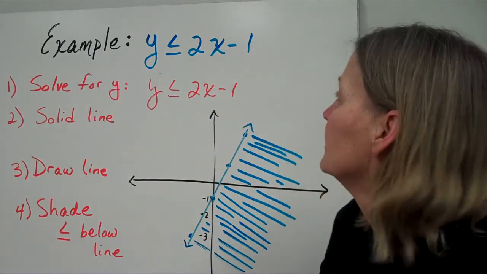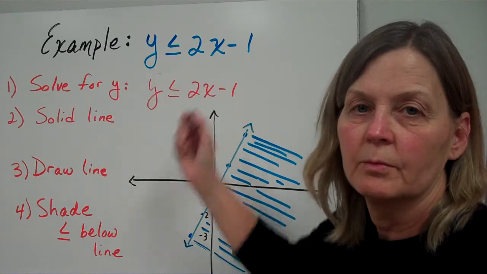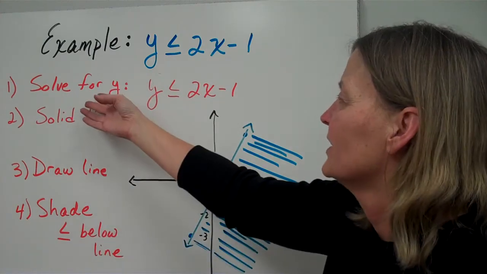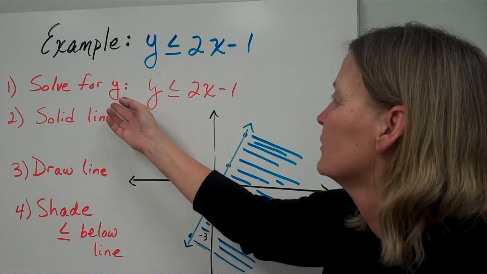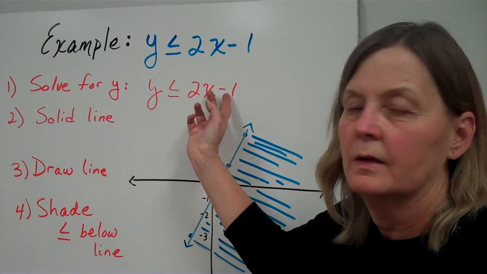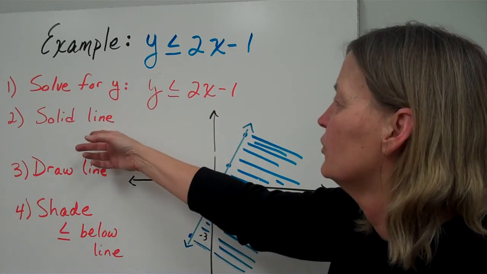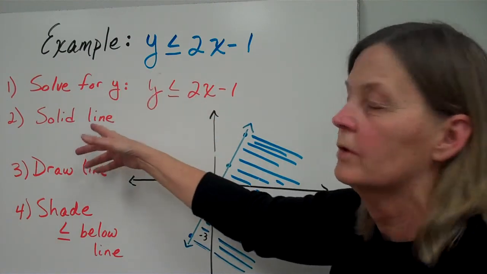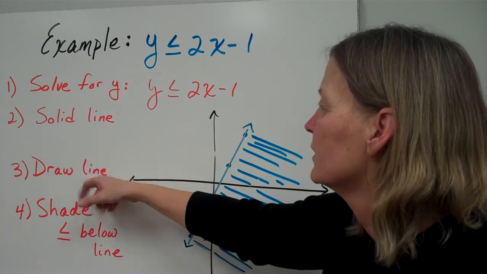Here's our first example. Y is less than or equal to 2x minus 1. Well, the first step is already done. Very nice. It's already solved for y. So we have y is less than or equal to 2x minus 1. The decision to be made is what kind of line to draw, and because of the equal to, we're going to draw a solid line and then draw the line.